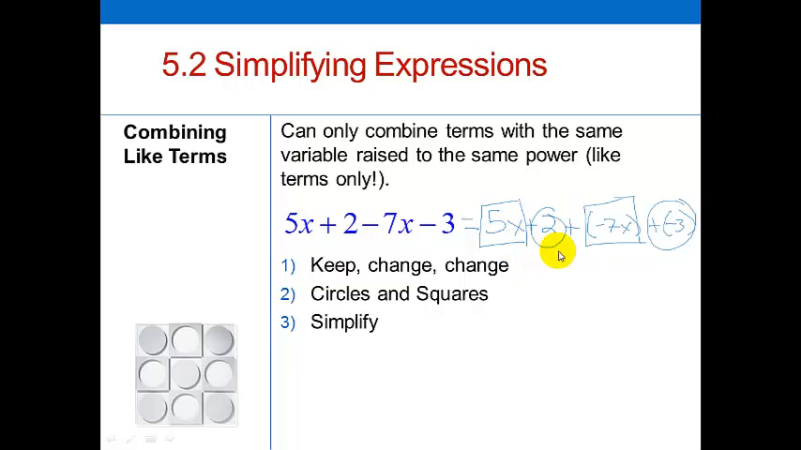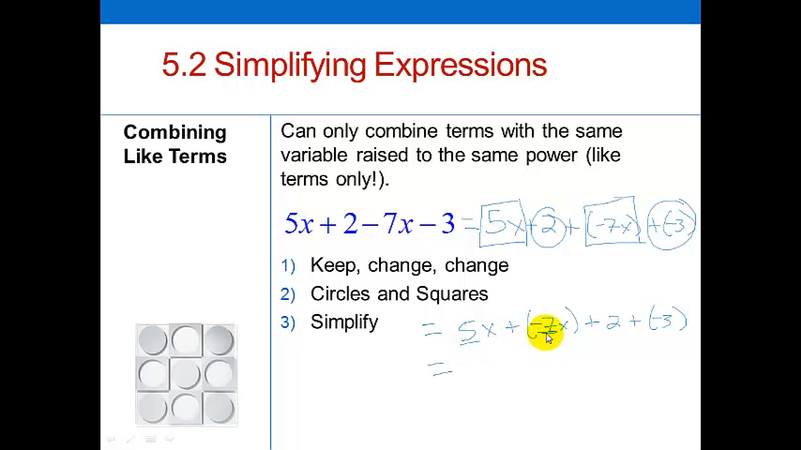Now, simplify means that I squish these guys together. I make them as simple as possible. So what I'm going to do is rewrite this as 5x plus negative 7x plus 2 plus negative 3. So basically what I did is I used the commutative property and the associative property just to mix these guys around. So I can put all the ones with the same outfits together. So if I look at my coefficients, I have 5x plus negative 7x.